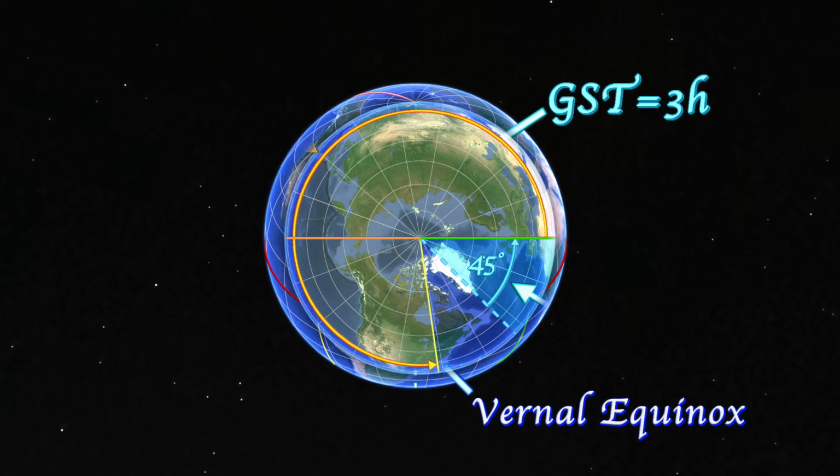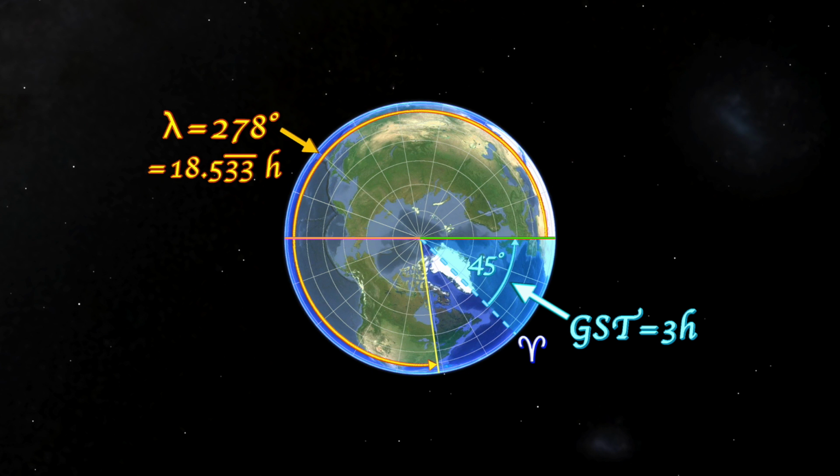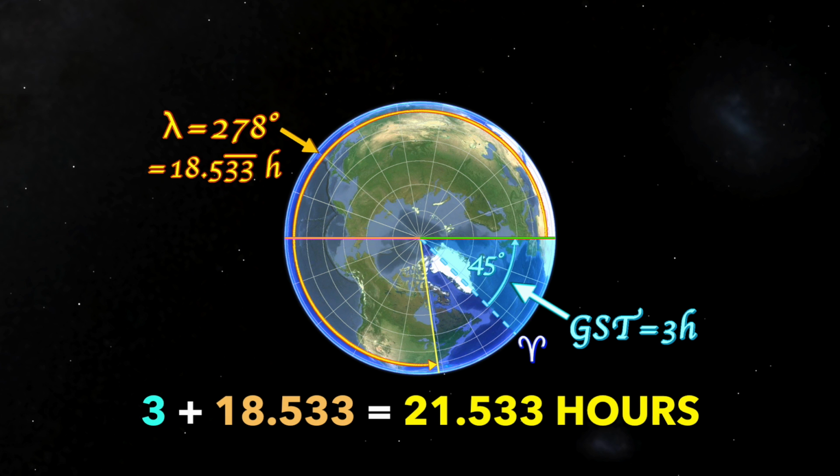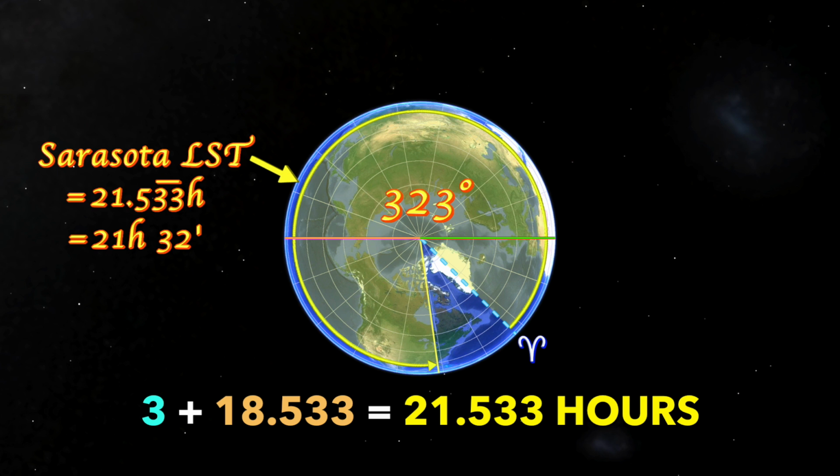Since we know the time offset between Greenwich and Sarasota based on the longitude, we can add the Greenwich sidereal time to the longitudinal separation in hours in order to calculate the local sidereal time in Sarasota, which is equal to 3 plus 18.533 equals 21.533 hours, or 21 hours and 32 minutes.